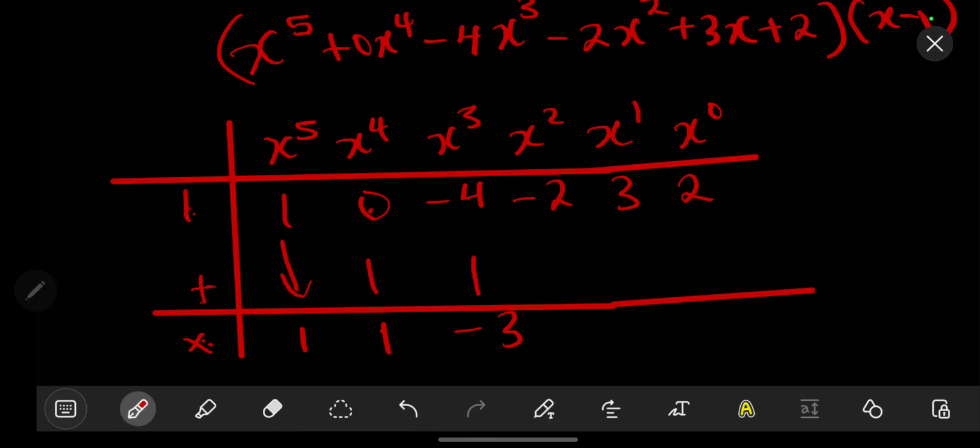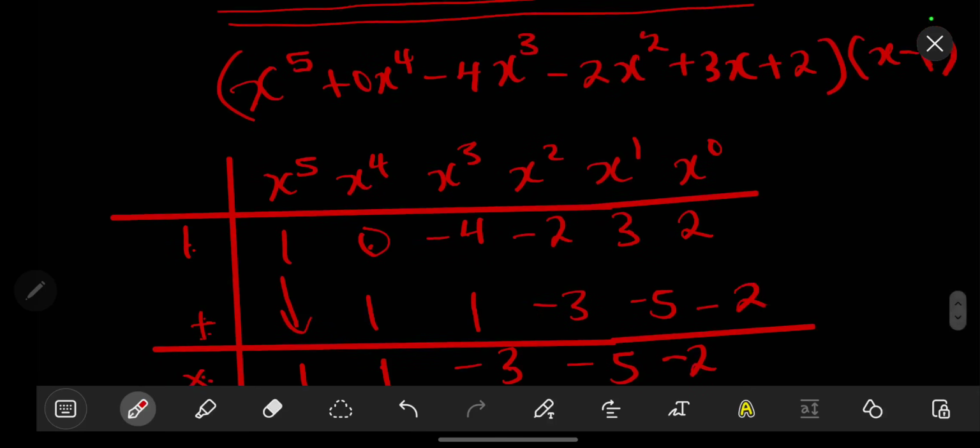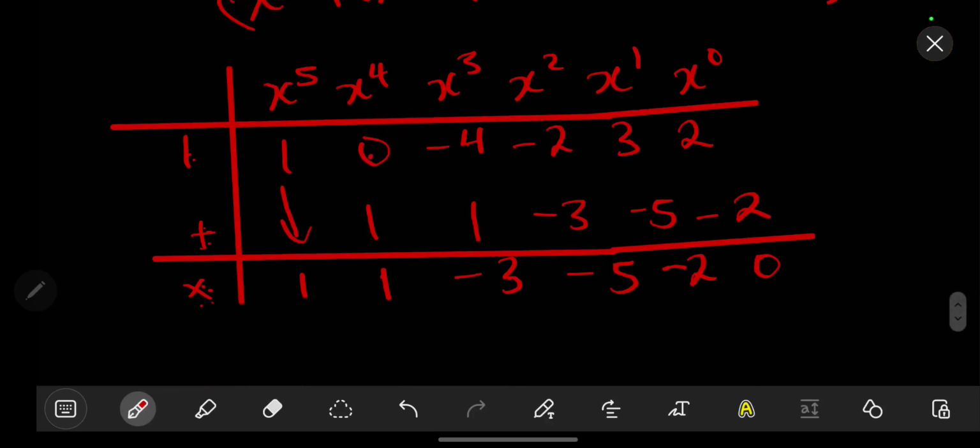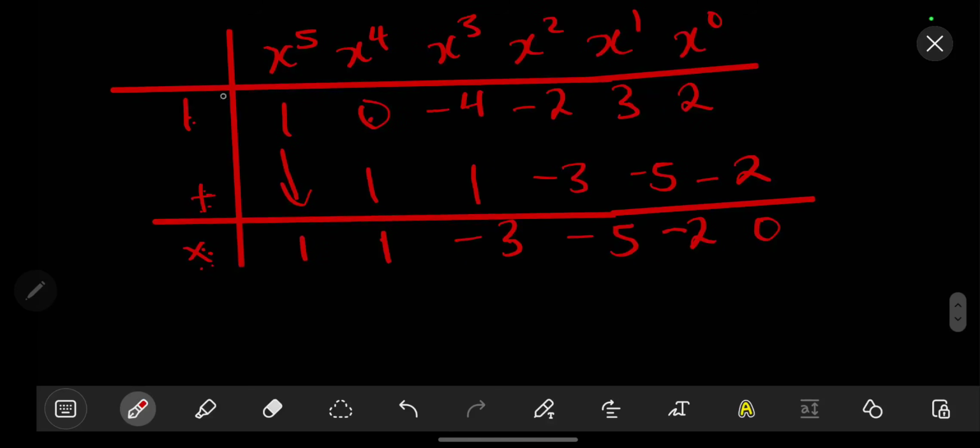Then 1 times negative 3 gives us negative 3. Then add negative 2 plus negative 3, it will give us negative 5. Then we have 1 times negative 5, it will give us negative 5. 3 plus negative 3 gives us negative 2. 1 times negative 2 is equal to negative 2, like that. So this will give us a 0. That means it's working again, meaning it's a factor again.